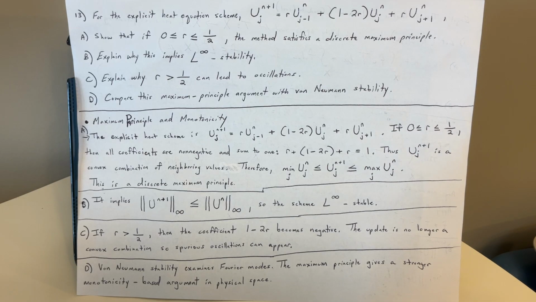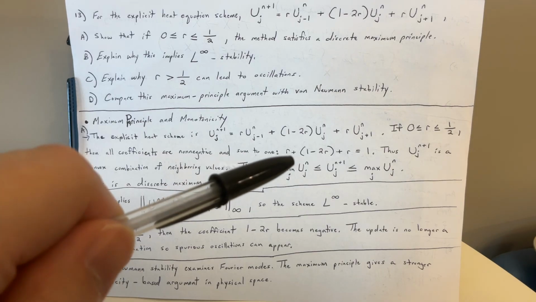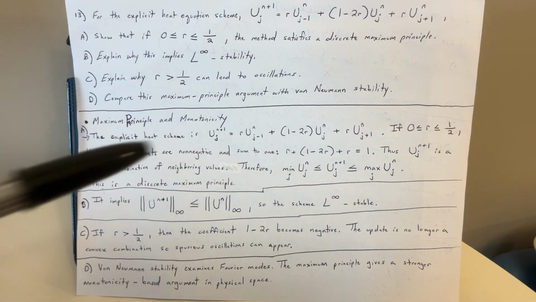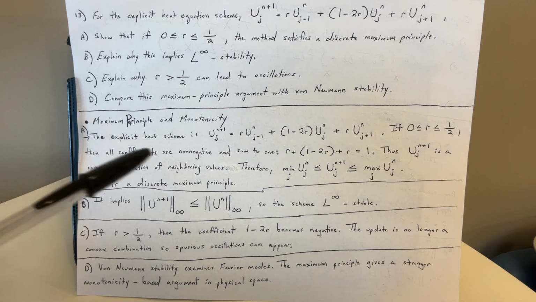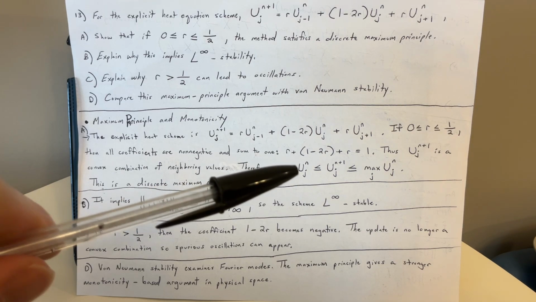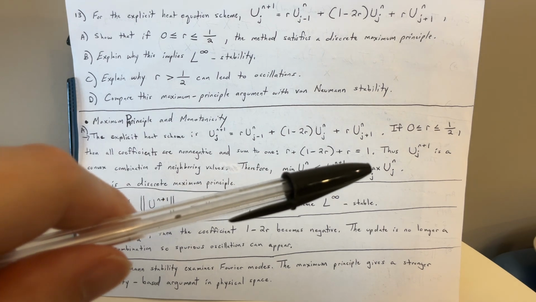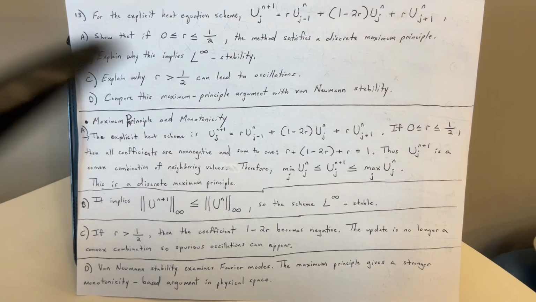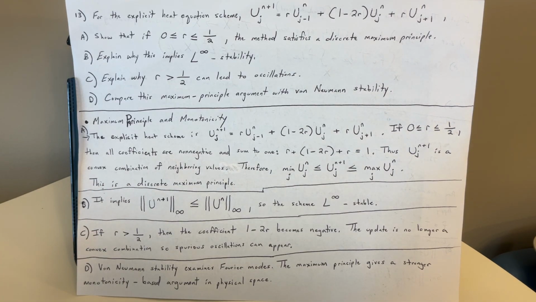And if 0 is less than or equal to r is less than or equal to 1/2, then all coefficients are non-negative and sum to 1. R plus quantity 1 minus 2r plus r equals 1. Thus, u sub j to the n plus 1 is a convex combination of neighboring values. And therefore, min over j of u sub j n is less than or equal to u sub j n plus 1, less than or equal to max over j of u sub j n. And this is a discrete maximum principle.